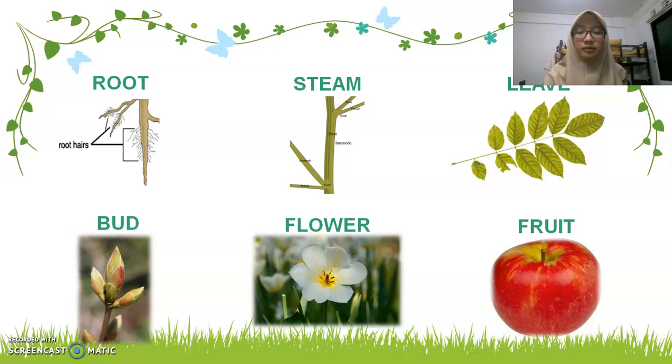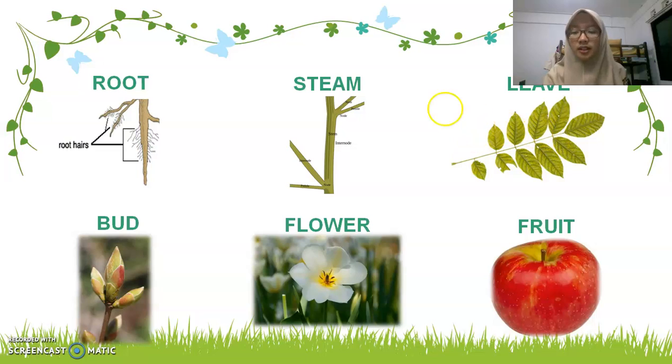Then, this is a leaf. Leaves are the important part of the plants, which have green color. They produce the food for the whole plant by the process of photosynthesis. In photosynthesis, plants take carbon dioxide from the air and light from the sun to make food. Also, they produce oxygen for us to breathe.